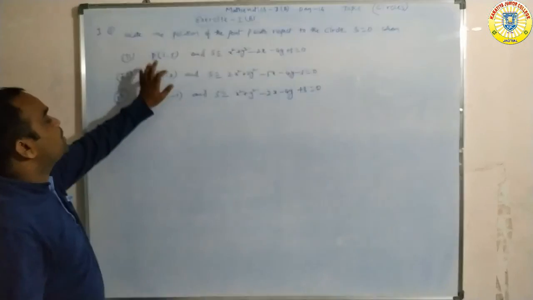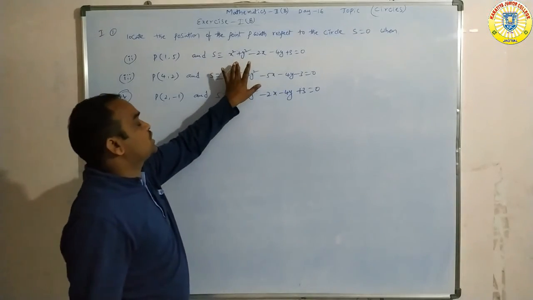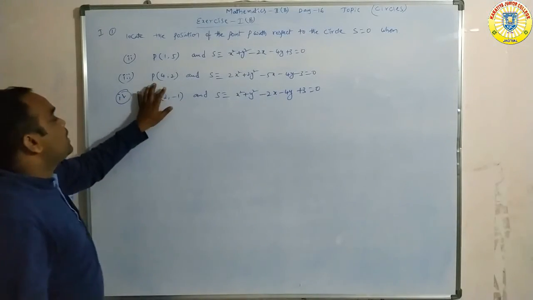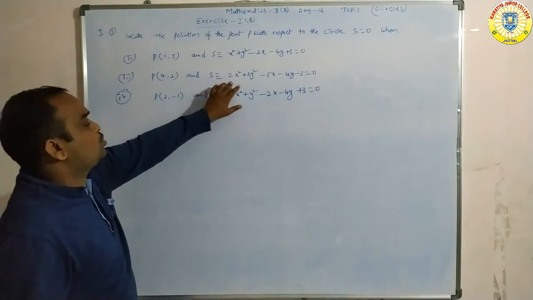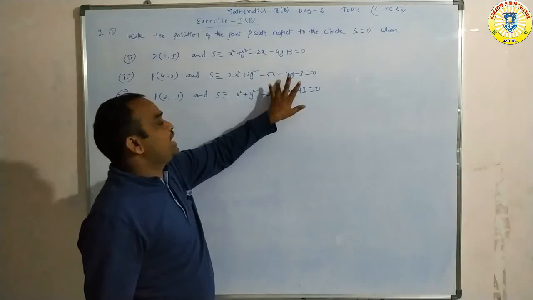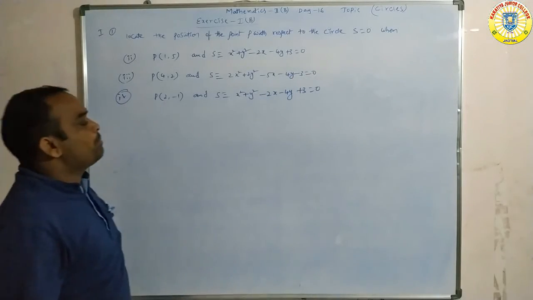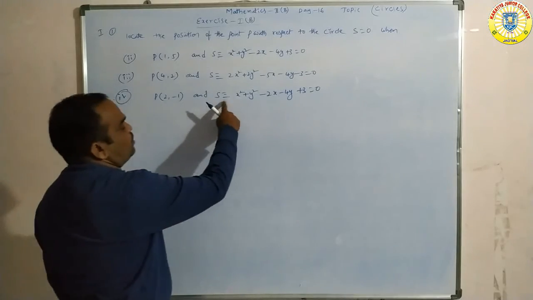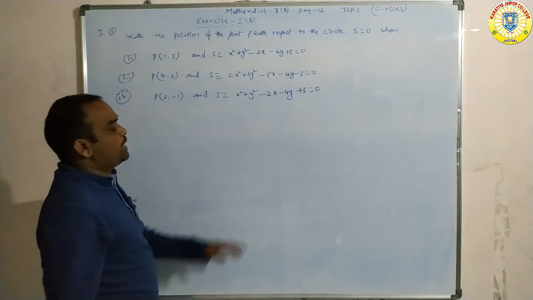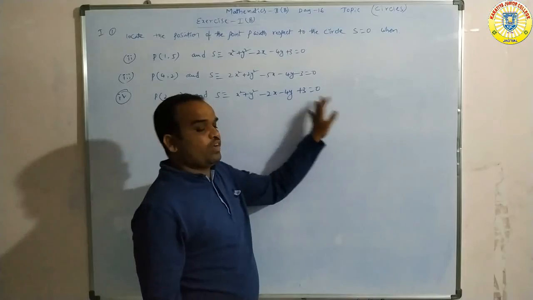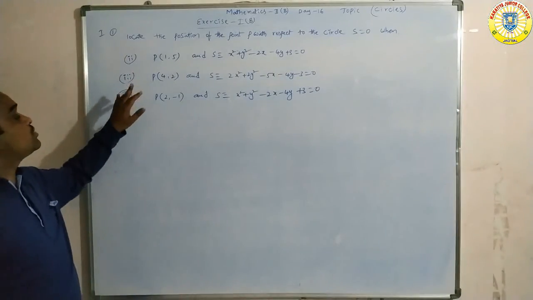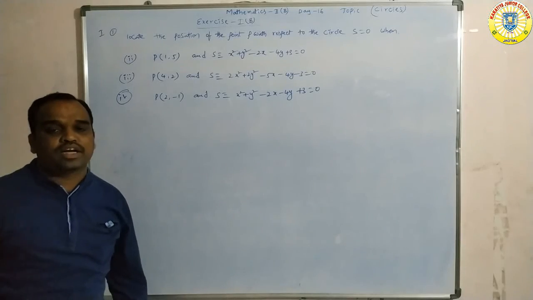S11. Same question: P of 1, 5, circle equation x square plus y square minus 2x minus 4y plus 3 equal to 0. P of 4, 2 and S is equal to 2x square plus 2y square minus 5x minus 4y minus 3 equal to 0. P of 2, minus 1 and S is equal to x square plus y square minus 2x minus 4y plus 3 is equal to 0. Do these three problems. The remaining will be continued in the next class. Okay.